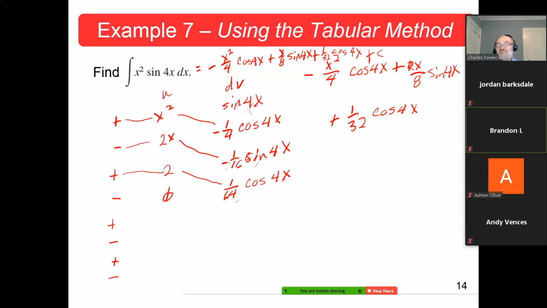Your function is just going back and forth between sine, cosine, sine, and cosine. Alternating signs, kind of, plus, minus, minus, plus, plus, minus, minus, plus. You'll get used to that. And then you just remember, you go across the first one, straight across, then down 1. Straight across, down 1. Straight across, down 1. And until you hit that 0, stop. Okay. That's how we use the tabular method. All right. Any questions on that?